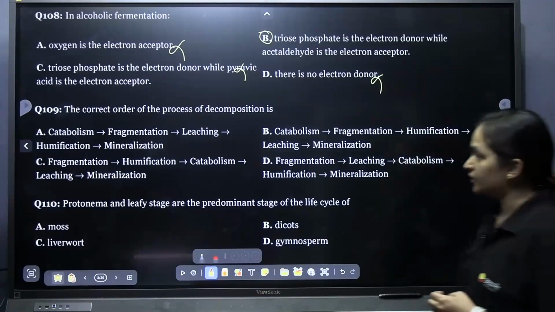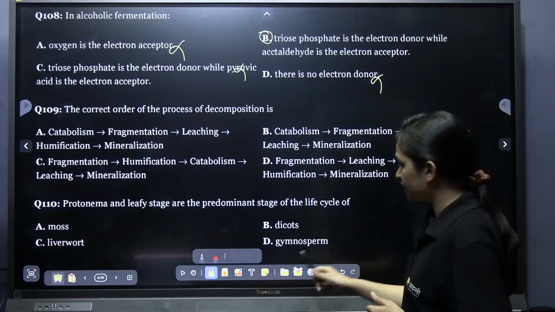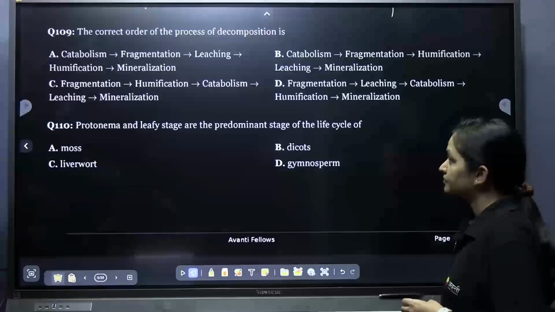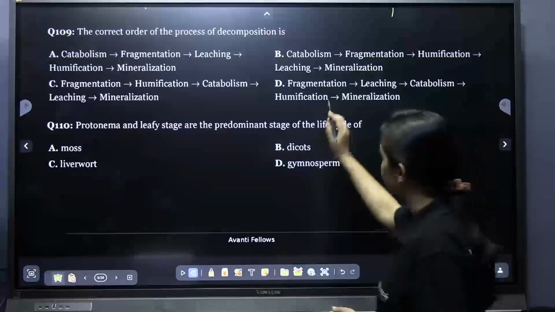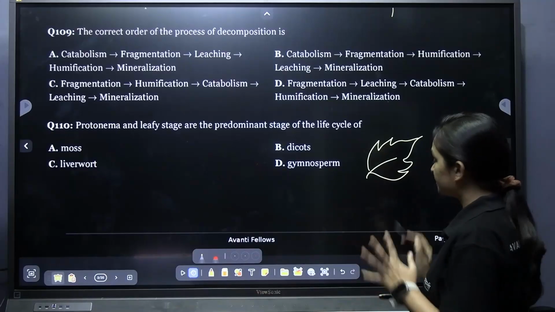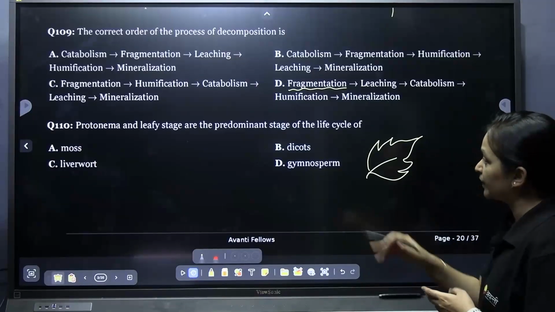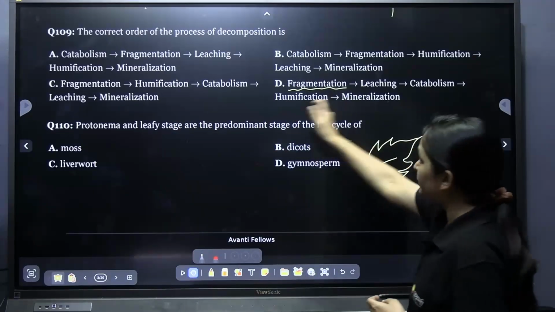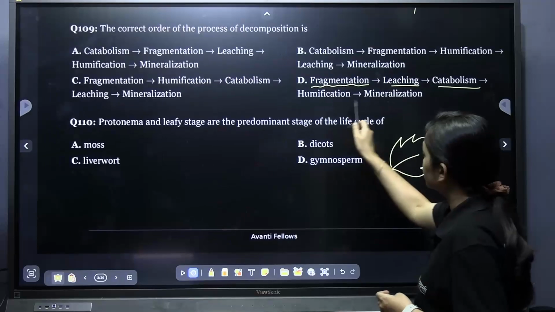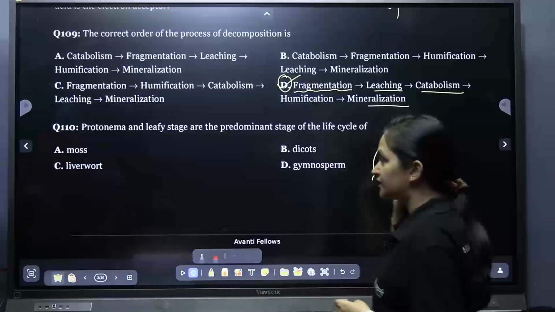The correct order of the process of decomposition, tell me which is the correct order here? Easy. If the leaf has fallen on the ground and undergoes decomposition, the first and foremost thing is fragmentation. Yes, here also fragmentation. Second will not be humification, it is leaching, and next is catabolism, humification and mineralization. So, D for Delhi is the correct answer. Direct NCERT question.